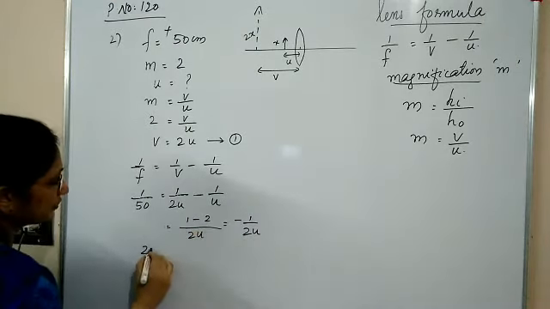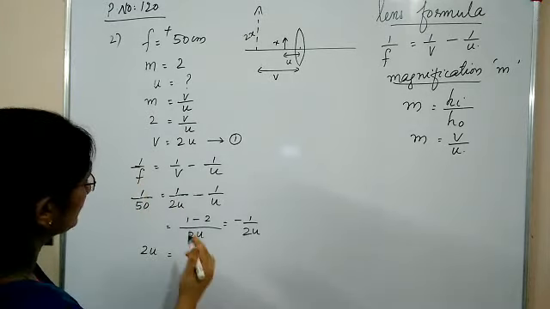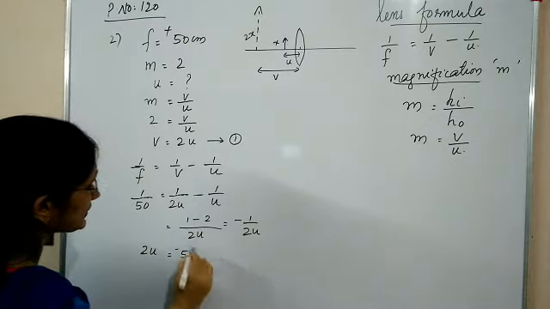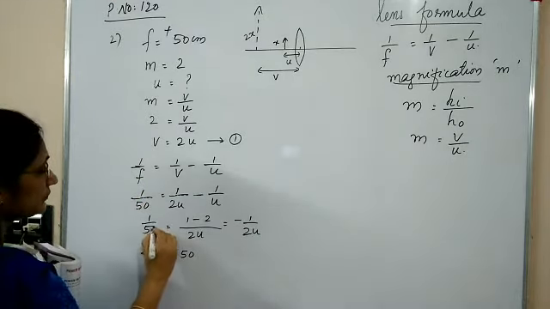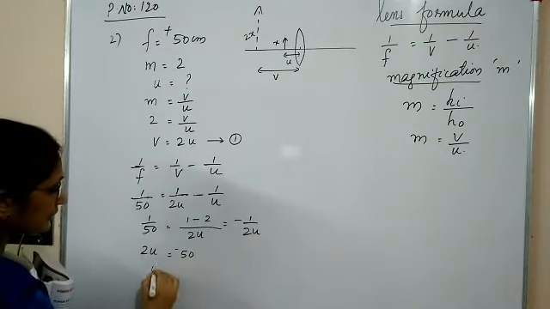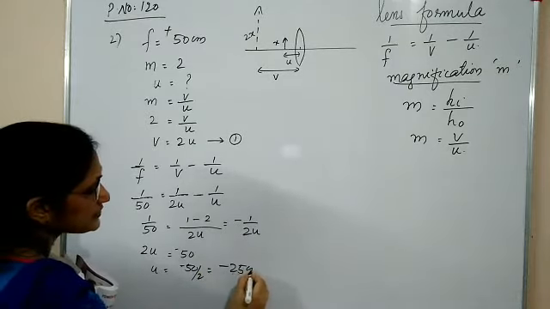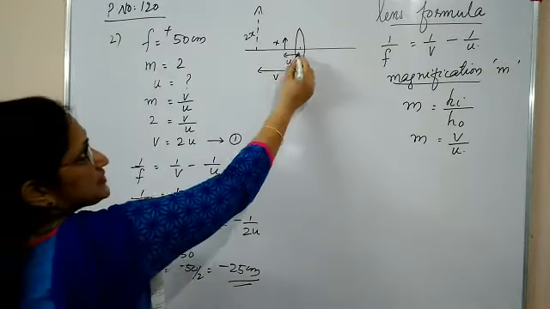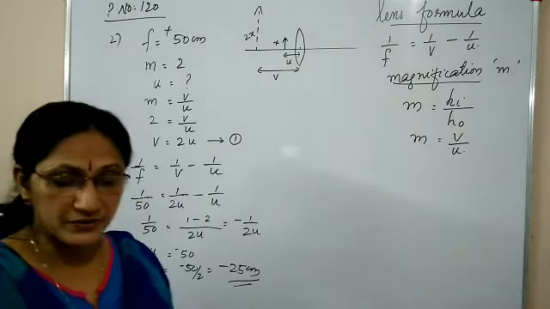Then 1 by 50 is equal to minus 1 by 2u. That means 2u is equal to minus 50. U is equal to minus 50 by 2. That is minus 25 centimeter. This distance, the object is to be placed at minus 25 centimeter.